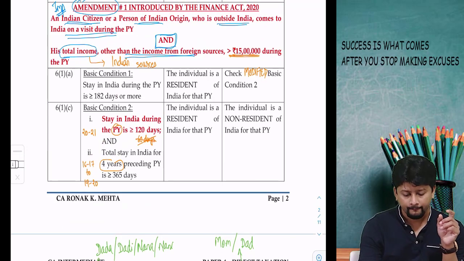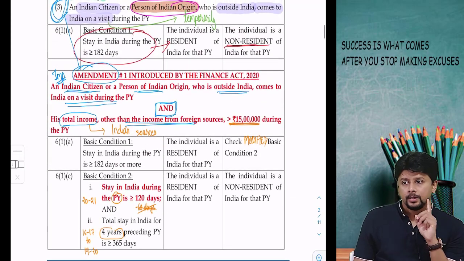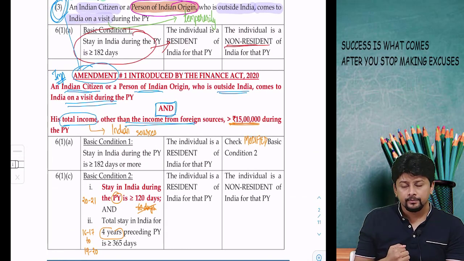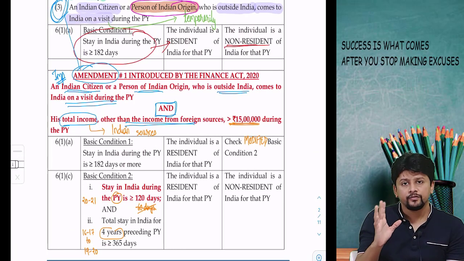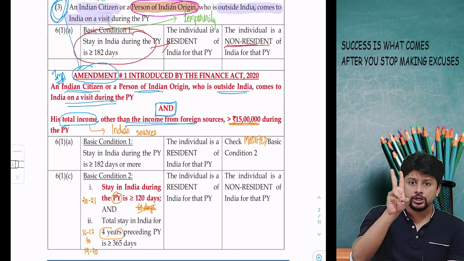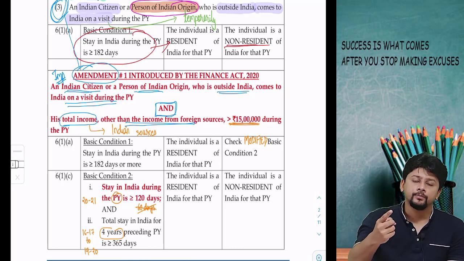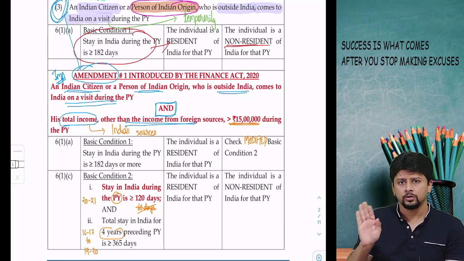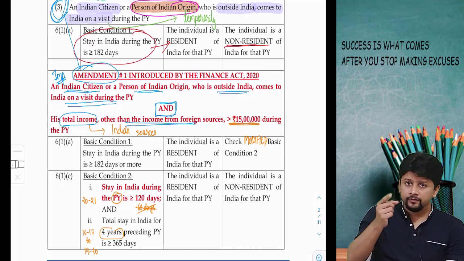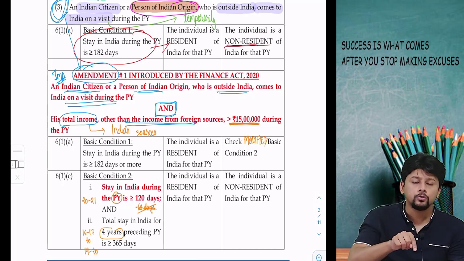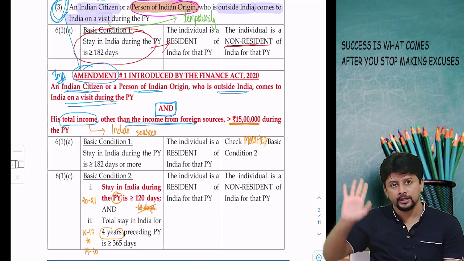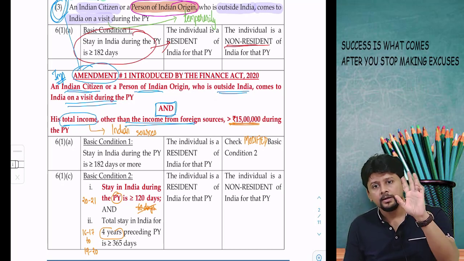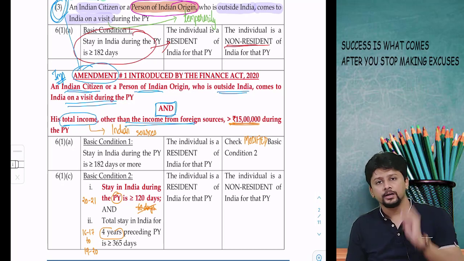quickly going through them. Amendment number 1: Indian citizen, person of Indian origin, already abroad, comes to India for a visit, and Indian income is greater than 15 lakhs. Then basic condition 2 will apply with a modification that instead of 60 days, you will have to check minimum 120 days and the 4 years' total has to be 365 days. If you satisfy that modified basic condition 2, you are resident but not ordinarily resident. If you are satisfying basic condition number 1, then you are a resident and ordinarily resident.